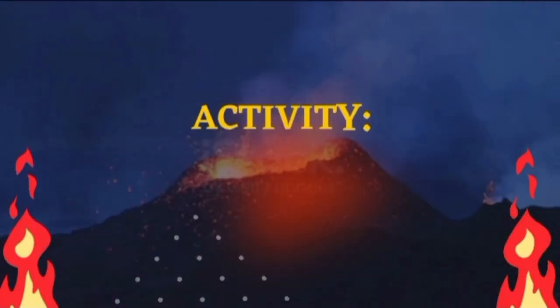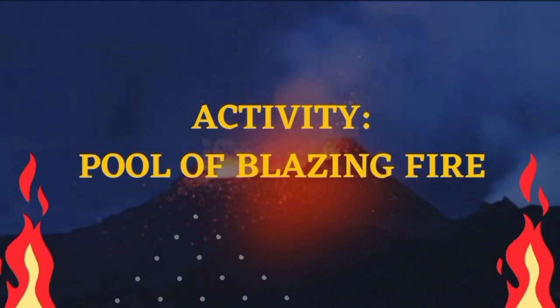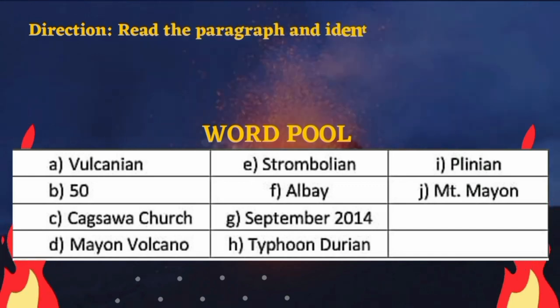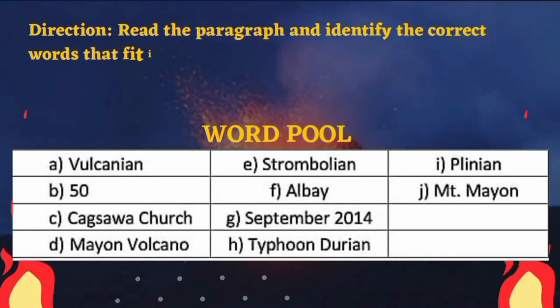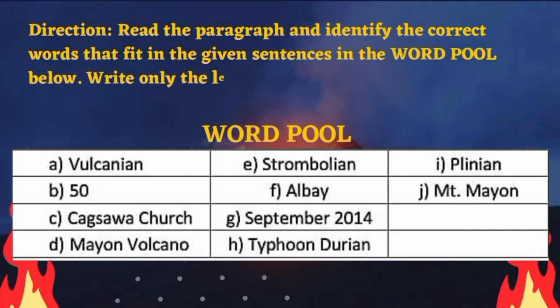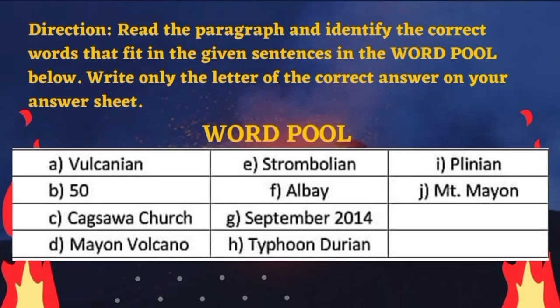And now, we will have an activity. Be ready with your notebook and pen, and let us check if you have learned and earned knowledge about Mayon Volcano. This activity is entitled Pool of Blazing Fire. Direction: Read the paragraph and identify the correct words that fit in the given sentences in the word pool below. Write only the letter of the correct answer on your answer sheet. So here are the words in the pool of blazing fire.